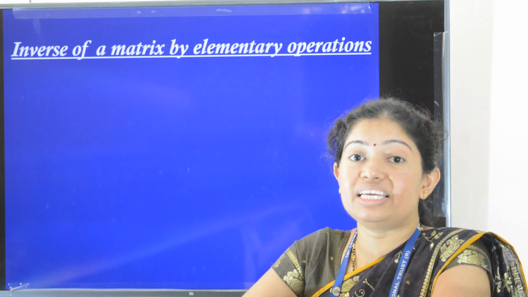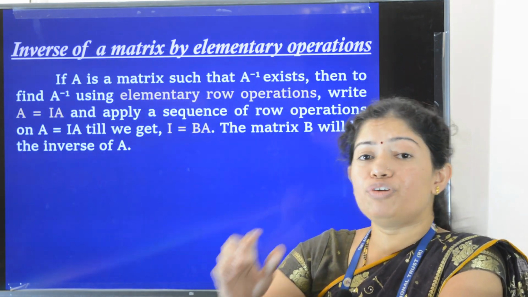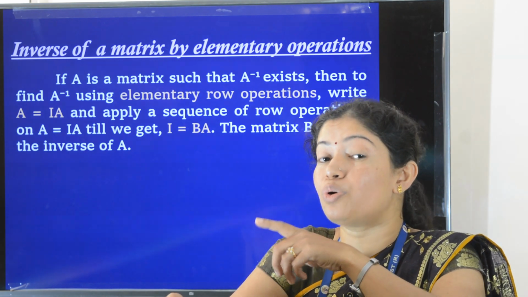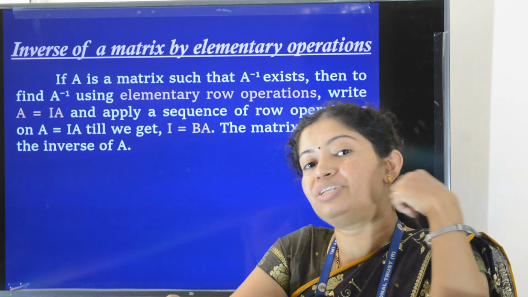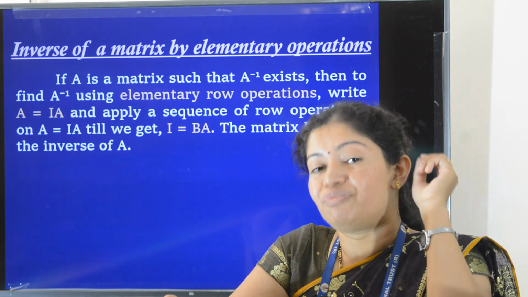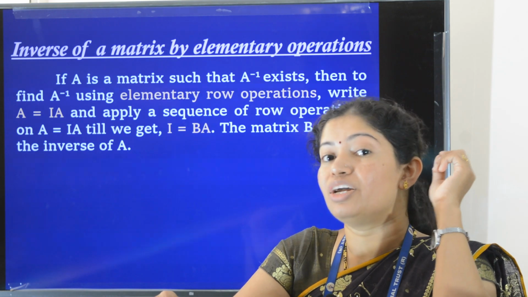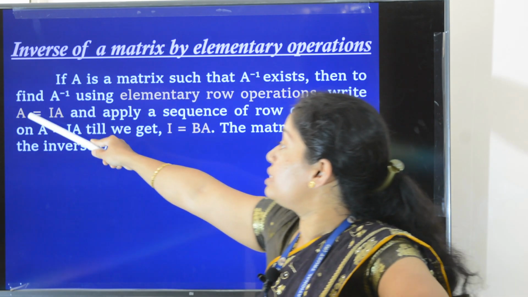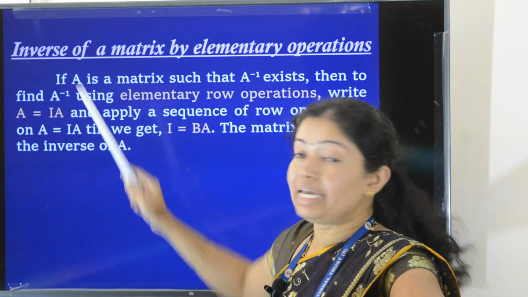Next, let us see how we can find the inverse by using elementary operations. So if you want to find the inverse of a matrix A by using elementary row operations, students, you saw we have elementary row operations and elementary column operations also. So if you want to find the inverse of A by using elementary row operations, first thing you need to write A is equal to identity matrix into A. A is equal to I into A.